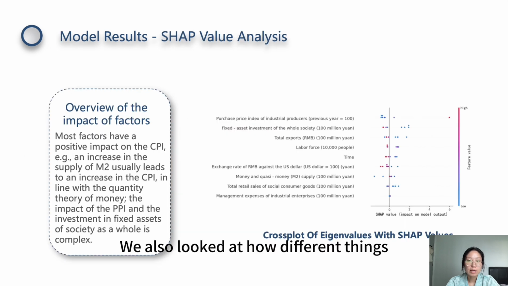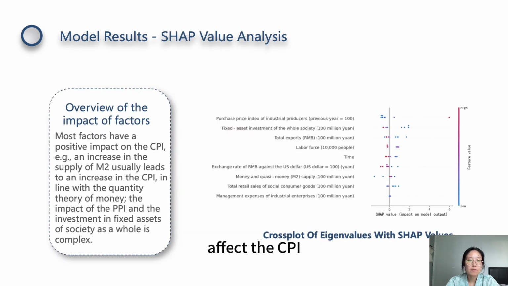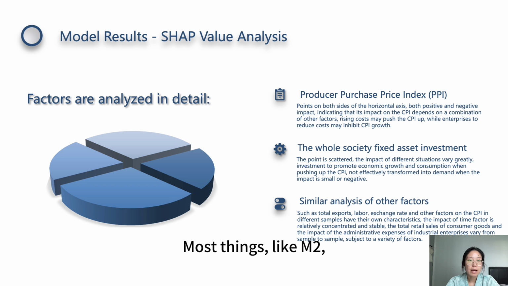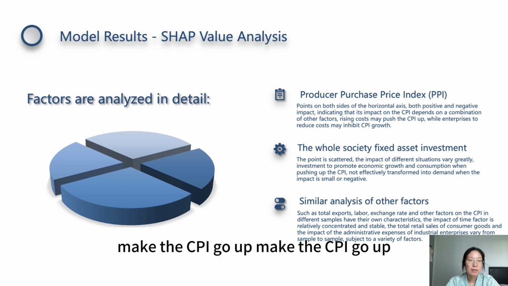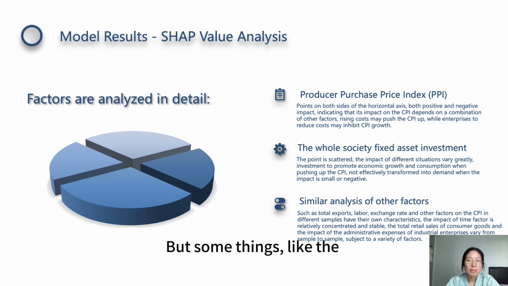We also look at how different things affect the CPI. Most things, like M2, make the CPI go up when they increase. But some things, like the producer price index and the fixed asset investment, have more complicated effects. Sometimes they make the CPI go up, and sometimes they don't.